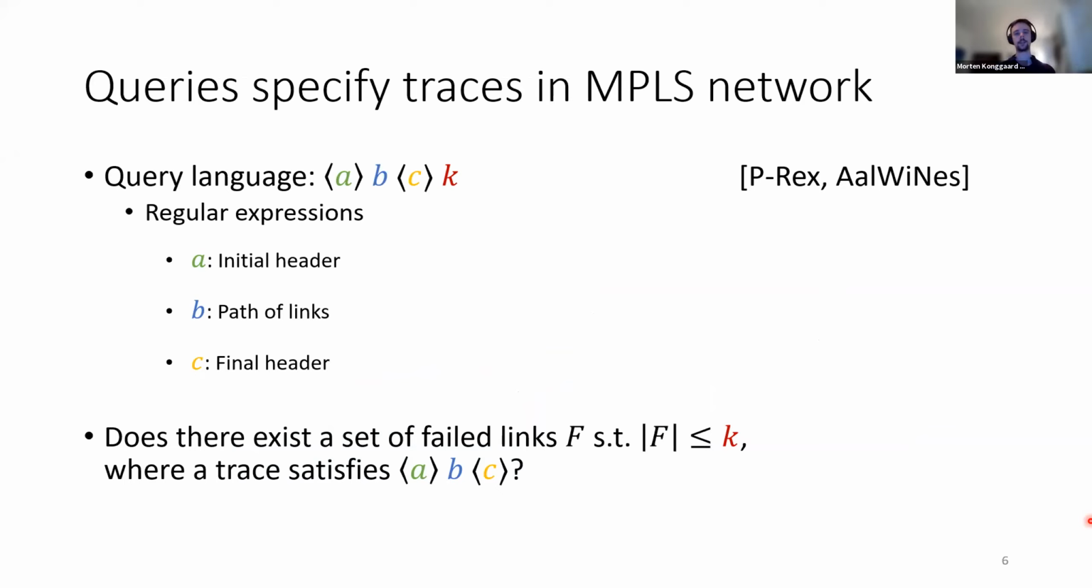The query language consists of three regular expressions. First, we specify the initial headers that a packet can start with for this kind of trace, then the path of links that it traverses, and finally the final header. And then this number K specifies the maximum number of failed links that we consider. And we ask, does there exist such a set of failed links where a trace satisfies these regular expressions?